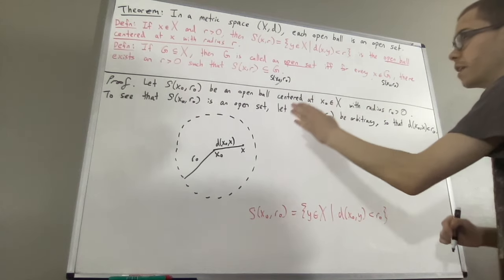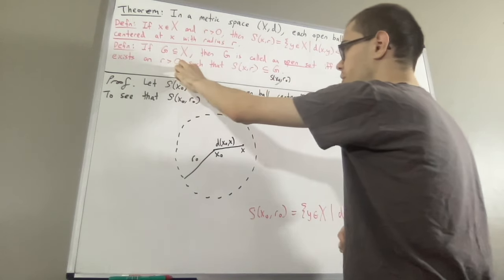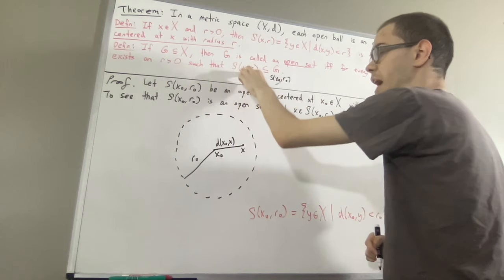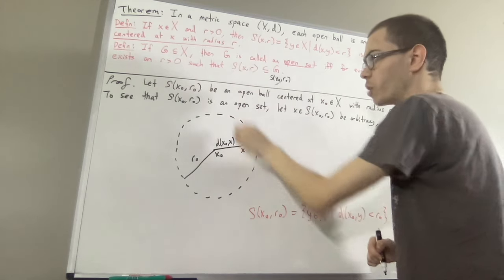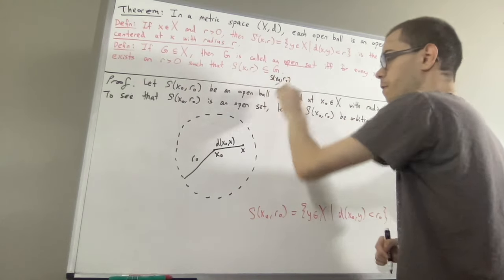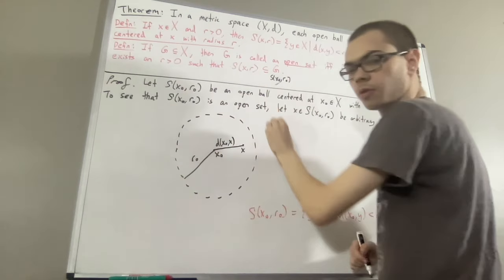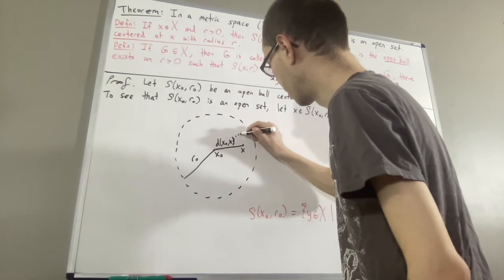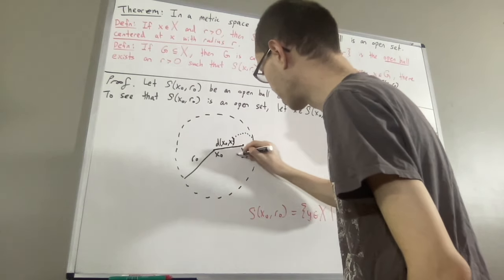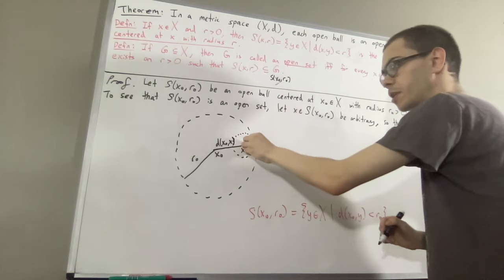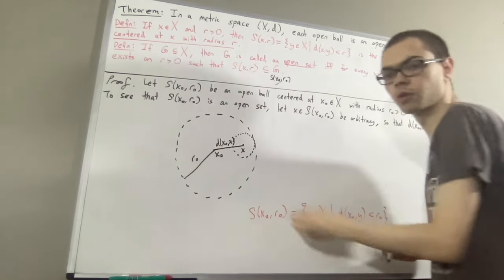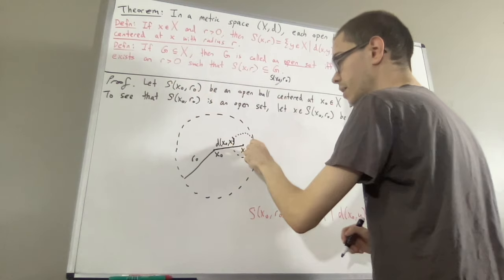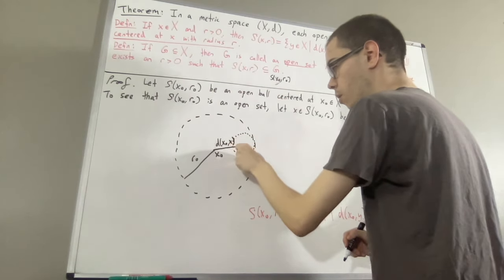We're trying to find an r greater than 0 such that the open ball centered at x with radius r is a subset of this open ball. Well, it seems that if our open ball centered at x looks like this, it would be a subset of our larger open ball. So we're going to take r to be the radius of this open ball.